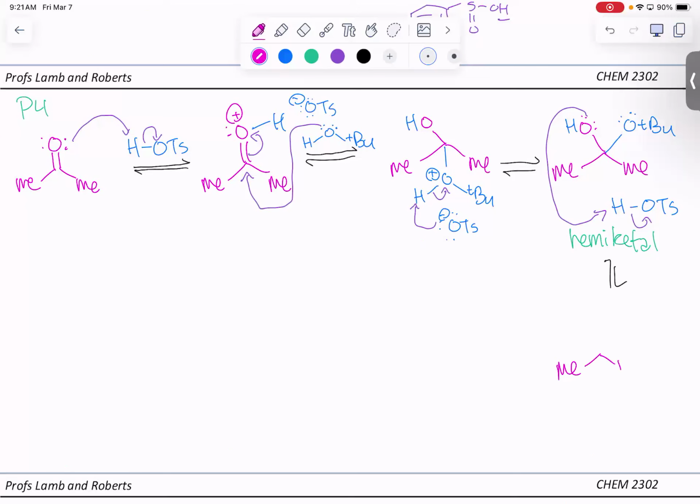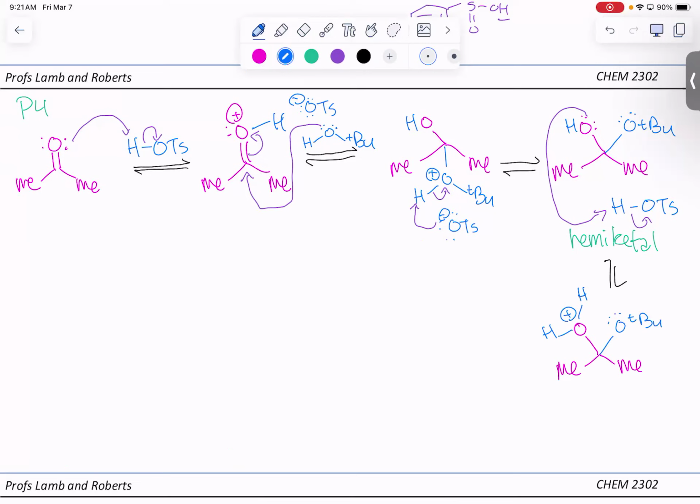All right, let's draw the product of those arrows that we just drew. So now we have a protonated species. We have this hydrogen that's now been added to our alcohol, meaning that alcohol is now protonated and positively charged. We really have not done anything with our other equivalent of tert-butanol on the other side.